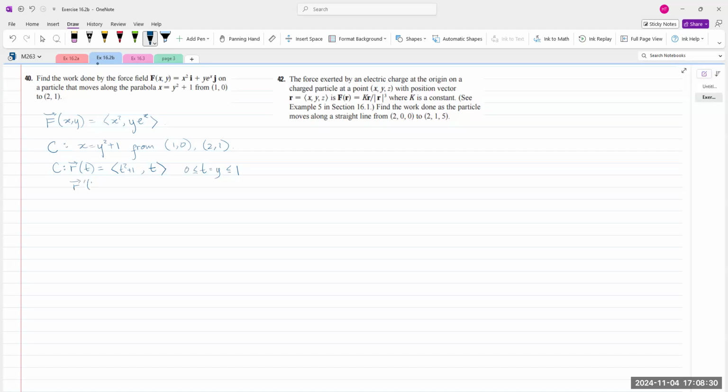Now r prime of t will be 2t, 1, and the work is equal to the integral over curve C of F dot dr, which is the integral from 0 to 1. The F will be x squared, y e to the x, dot, the dr is (2t, 1) dt. Oh, you know what? Let me move it below.